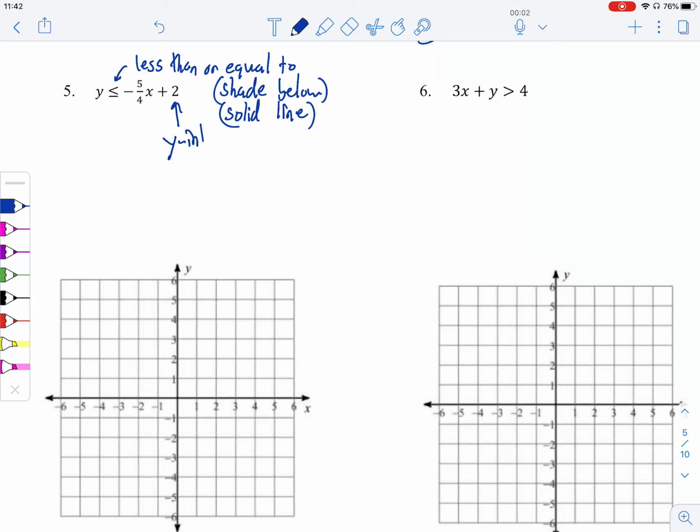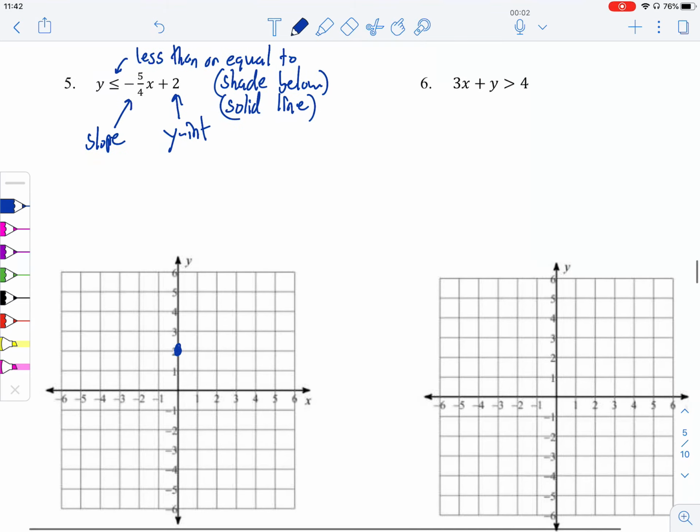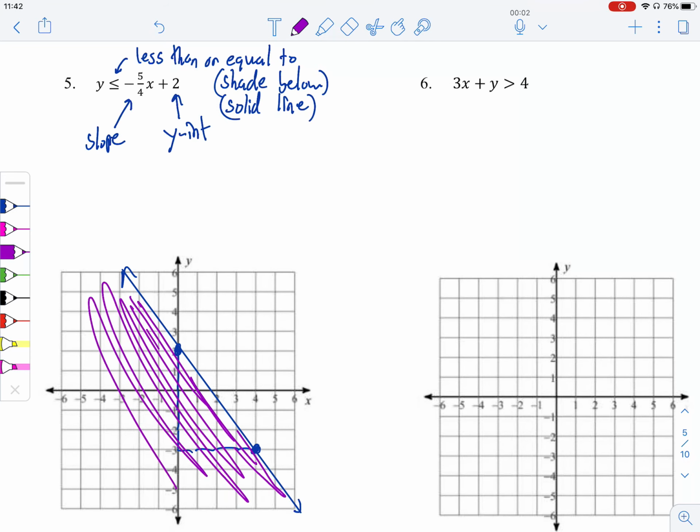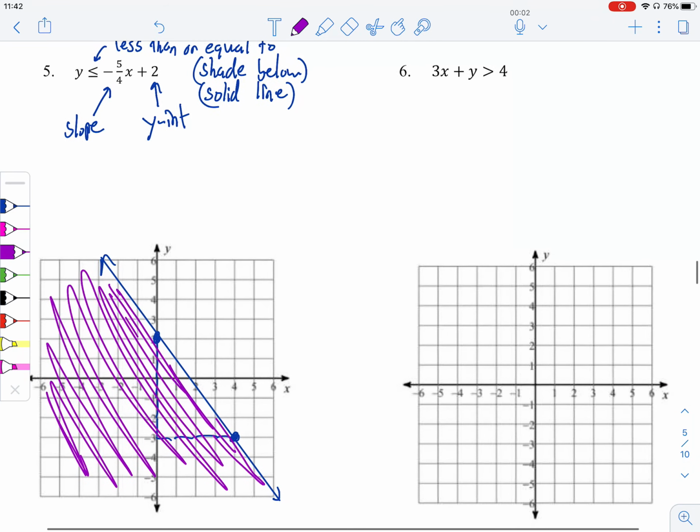And then we can tell what our y-intercept is, and then what our slope is. So our y-intercept is 2. Our slope is -5, so we're going down to the right. So down 1, 2, 3, 4, 5. 1, 2, 3, 4. All right, so down 5, right 4 is going to be a solid line. Draw our line in here, there, and then we shade below because it's less than. So we shade everything below, right there.